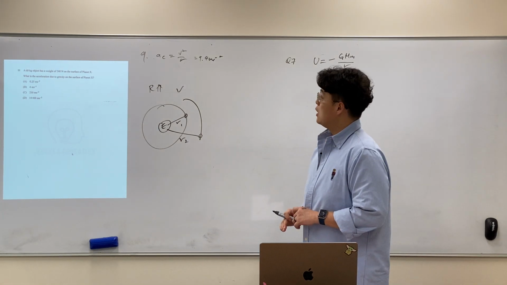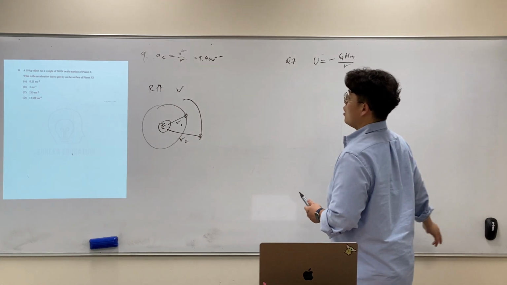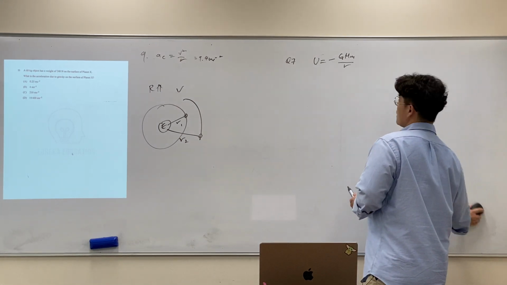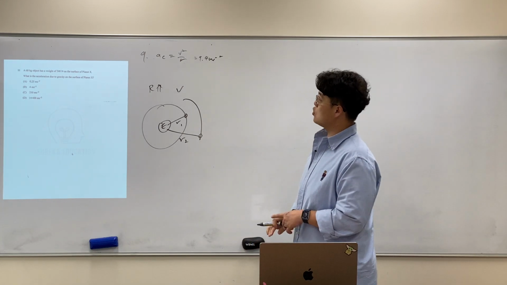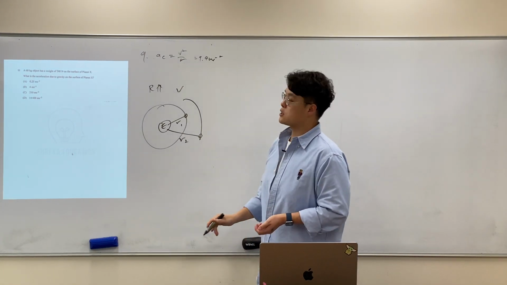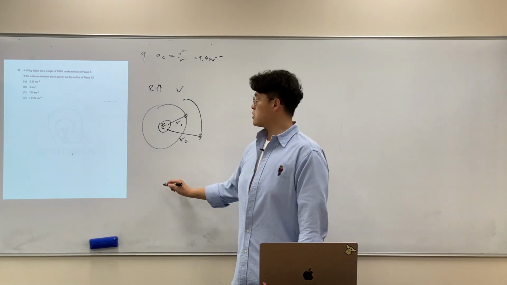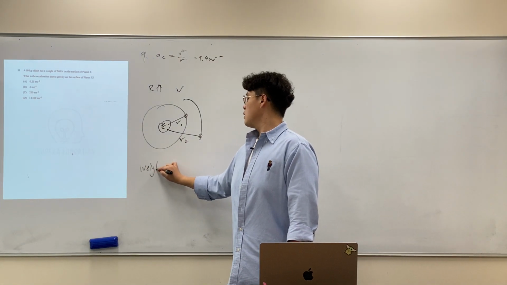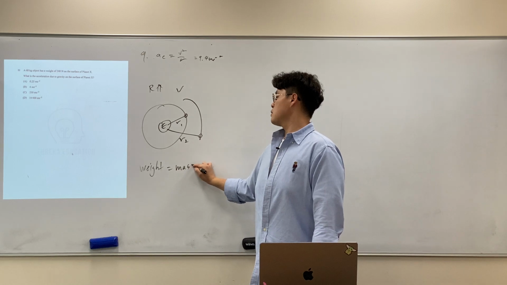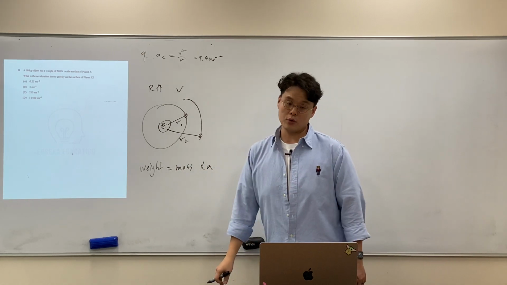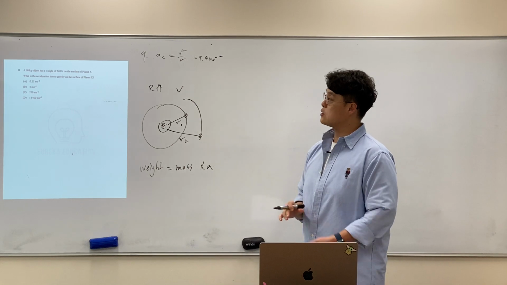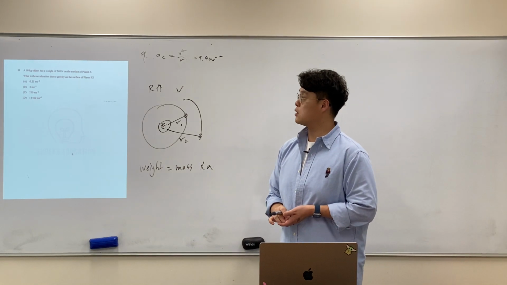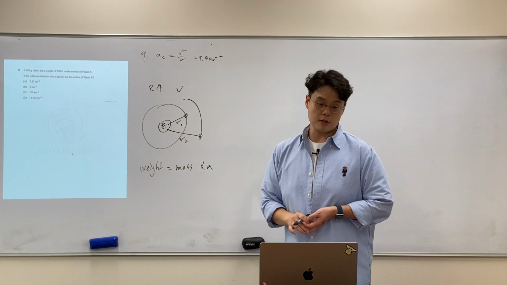11. A 60-kilo object has a weight of 240 newtons on the surface of planet X. What is the acceleration due to gravity on the surface of planet X? Very easy question. You just need to think about weight equals mass times the acceleration, or g. We are given 240 and 60. So 240 divided by 60, you would get 4. Answer is B.